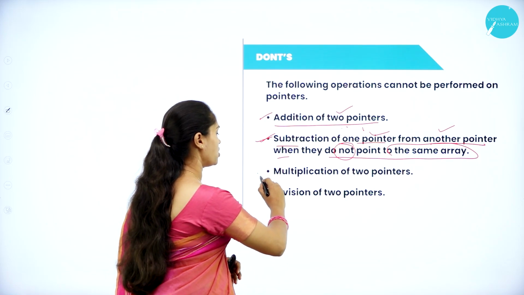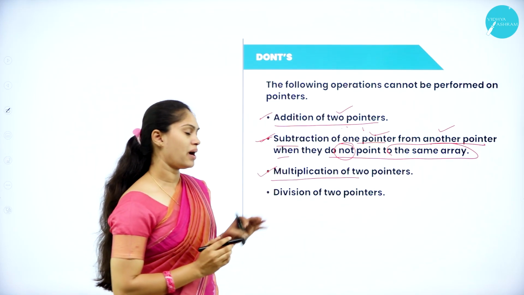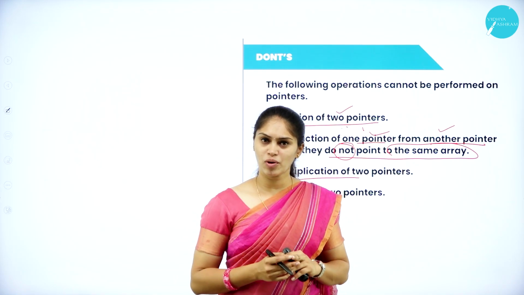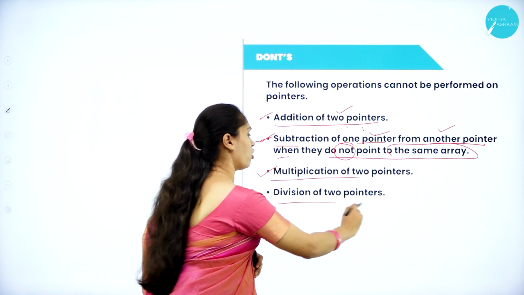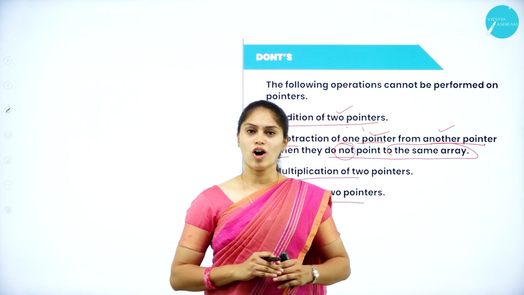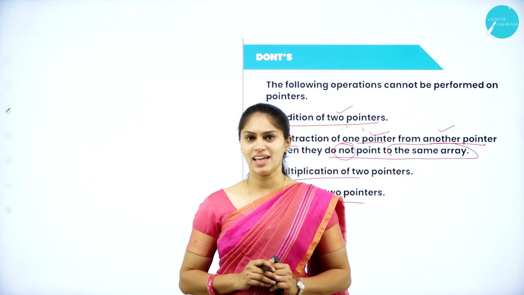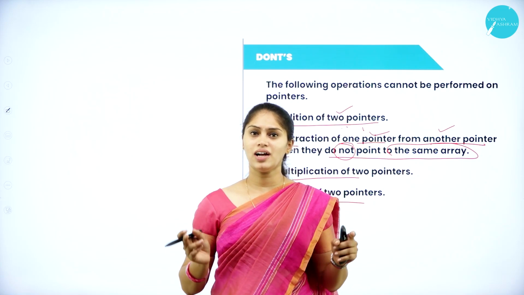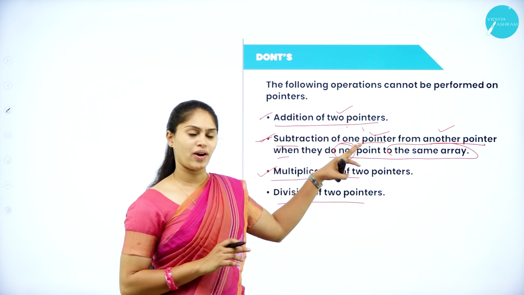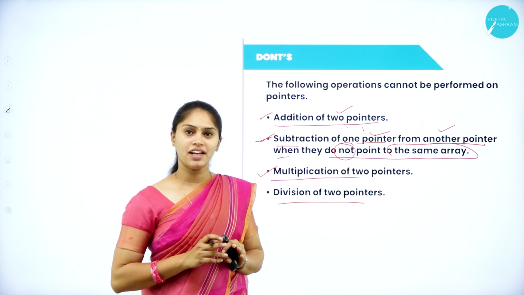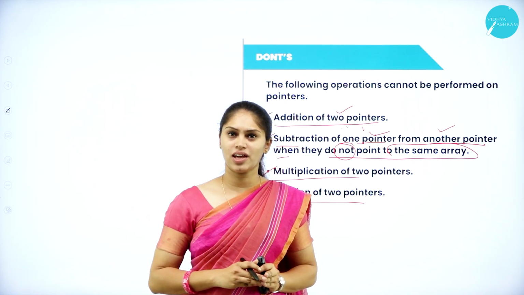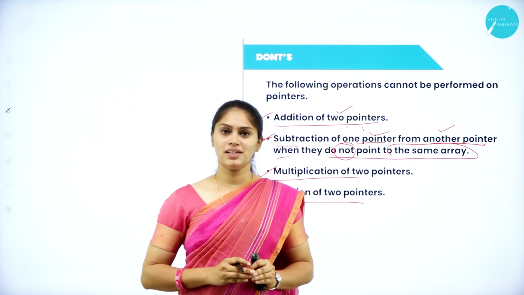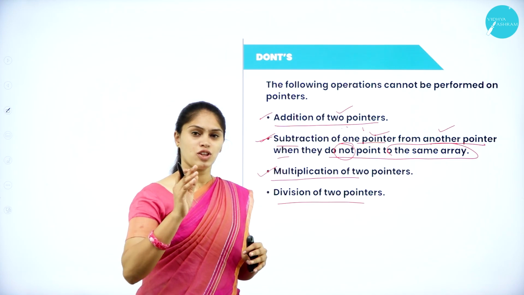Then what is the next operation which I cannot perform? That is multiplication of two pointers. I cannot perform multiplication of two pointers as well as division of two pointers. So these are the operations which I cannot perform on the pointer. Okay, so remember one thing, I cannot perform the addition of two pointers, but I can add an integer value to the pointer. That is, addition of two pointers is not possible.